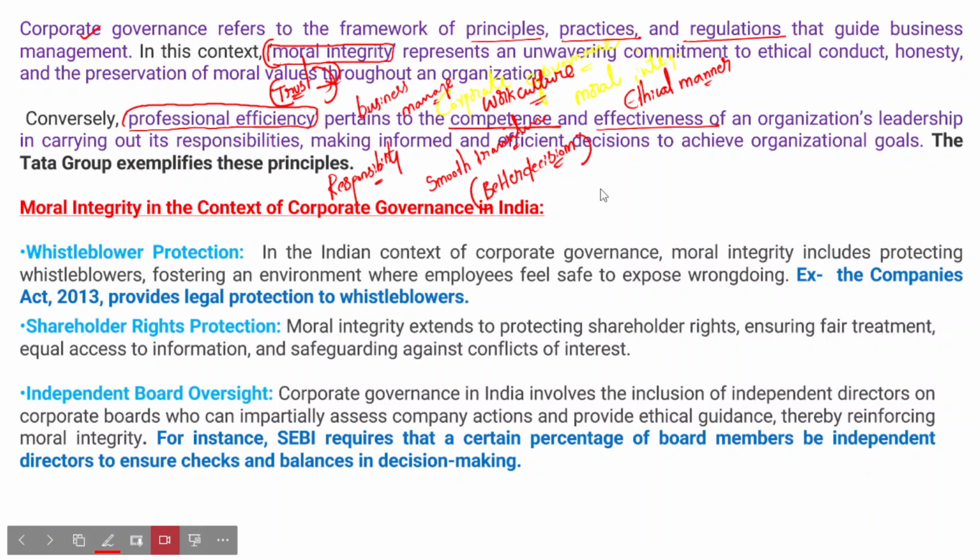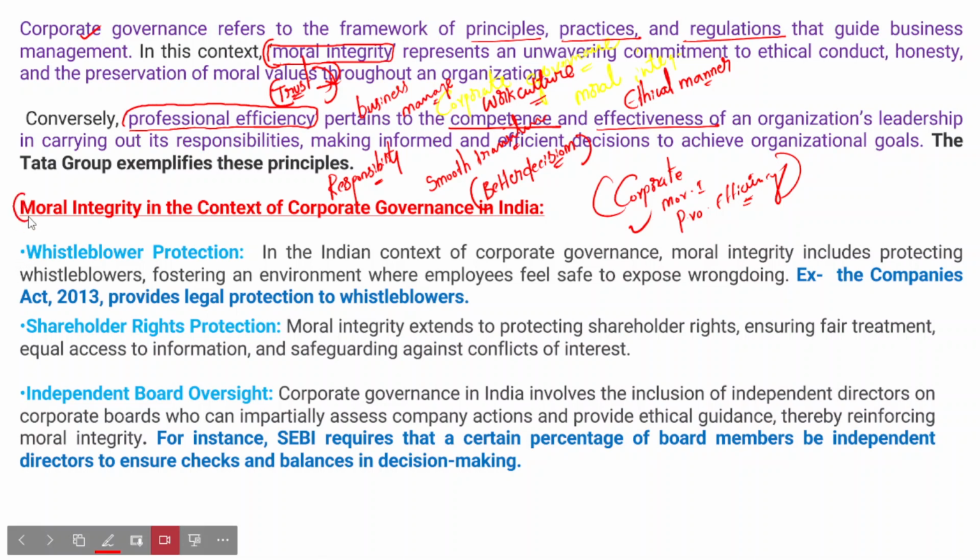So the trinity of corporate governance, moral integrity and professional efficiency plays a very crucial role in the development of any corporate company. We have understood the meanings of these three terms. Now we will proceed to the demand of the question. We will address the essence of the question.